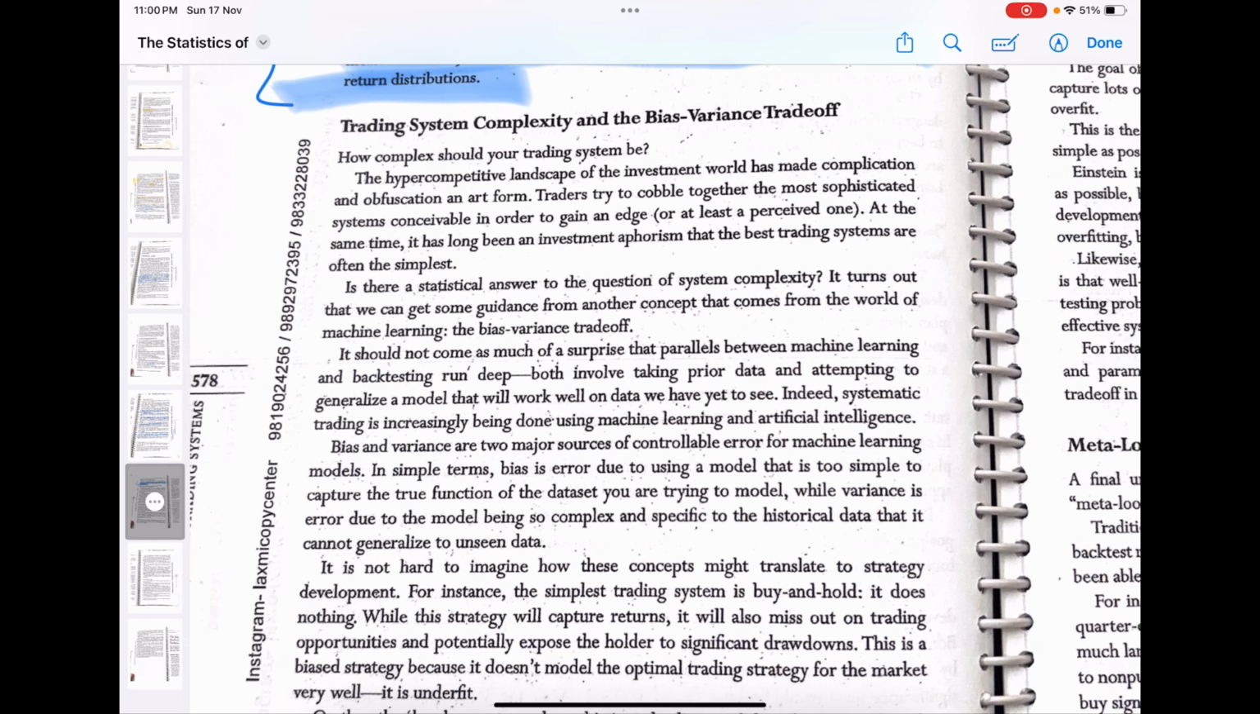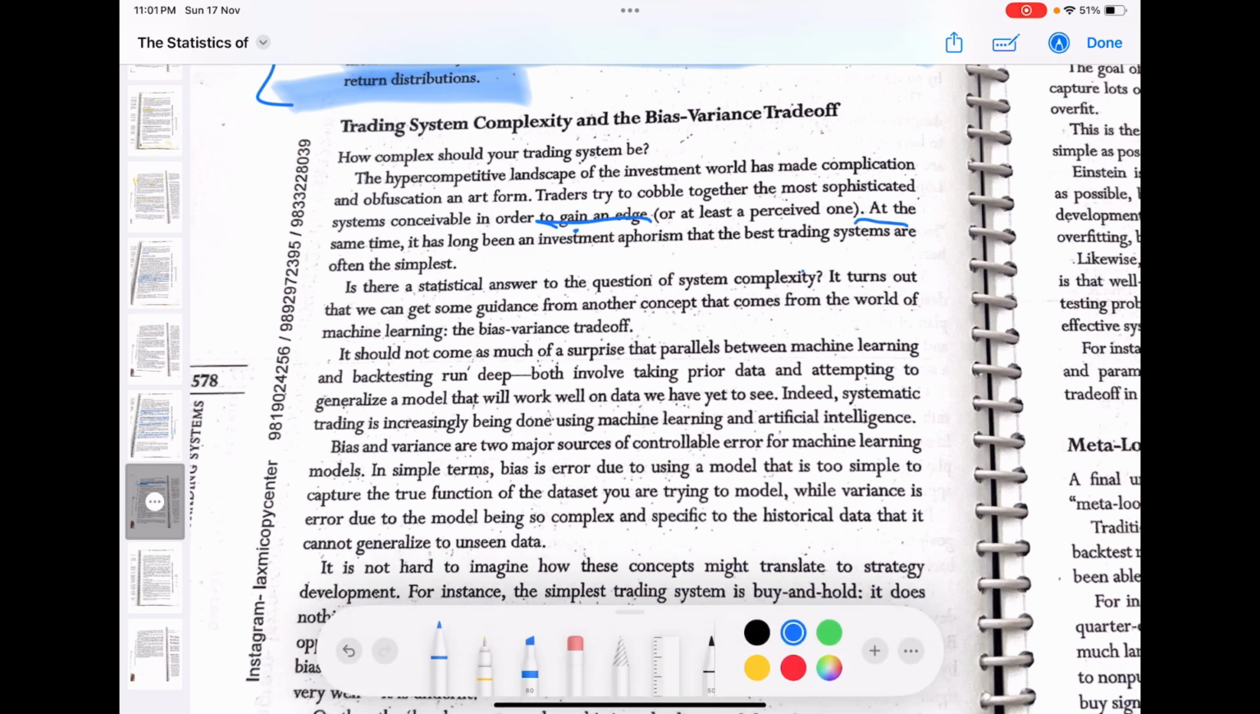Trading system complexity and the bias variance trade off. Now, let's talk about this. The hyper competitive landscape of the investment world has made complication and obfuscation an art form. Traders try to cobble together the most sophisticated systems conceivable in order to gain an edge. At the same time, it has long been an investment aphorism that the best trading systems are often the simplest. Is there a statistical answer to the question of system complexity?